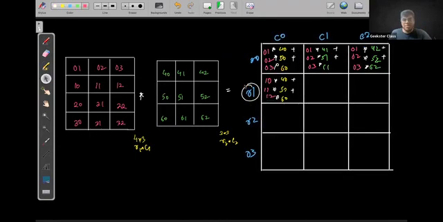What will happen for R1C1? R1 is the first row of the first matrix. 10 into something plus 11 into something plus 12 into something. And what is that something? It is 41, 51, 61, the column 41, 51, 61. Is it clear?